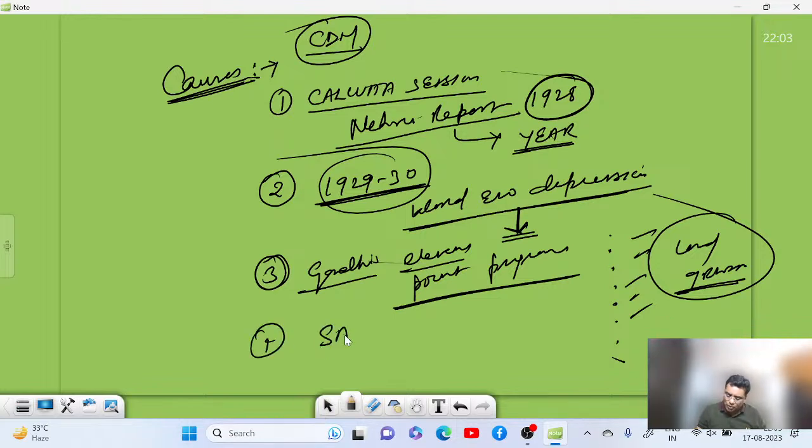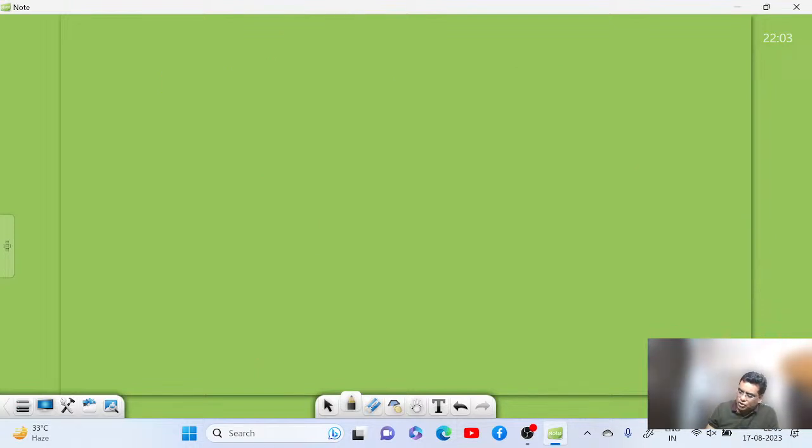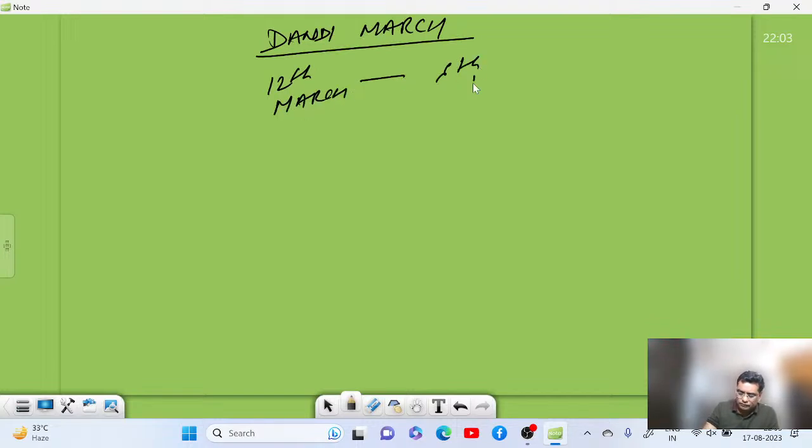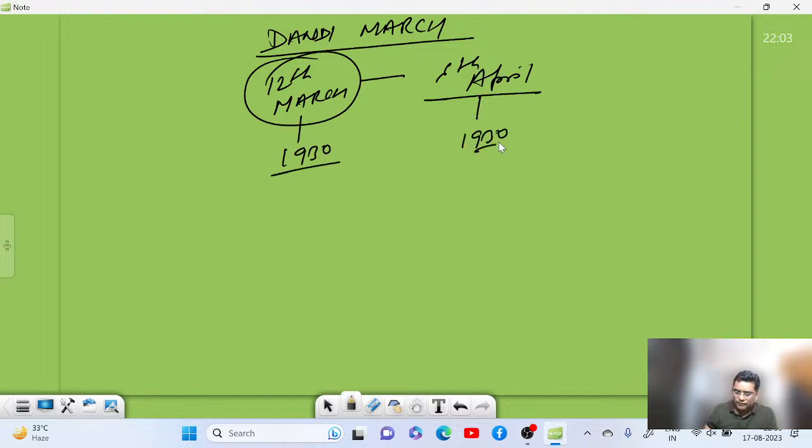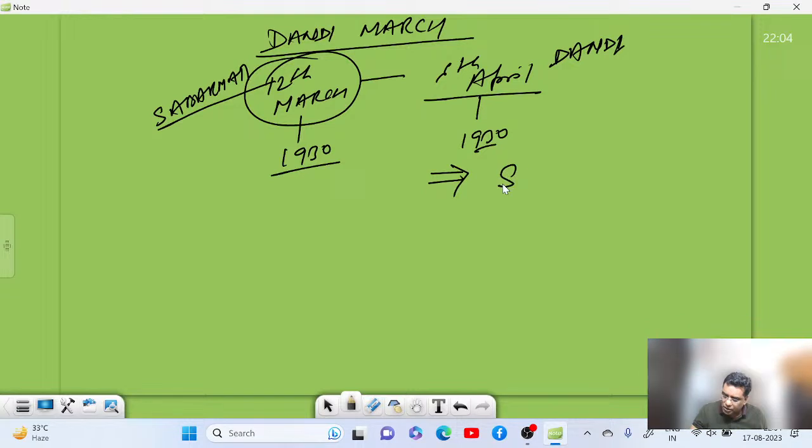And then the fourth factor is the imposition of the salt tax, which prompted the launch of the Dandi March. On 12th March 1930, Gandhi started from Sabarmati to Dandi, and he took the vow that till he attained Swaraj, he would not return to Sabarmati. And this time, unlike the non-cooperation movement, the term Swaraj was completely defined: Swaraj was independence.